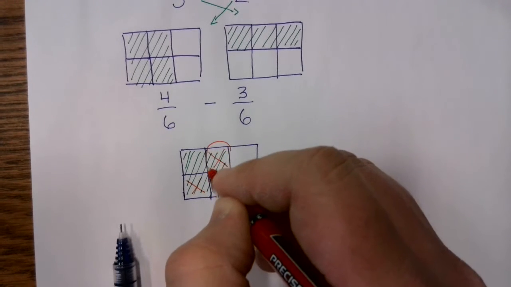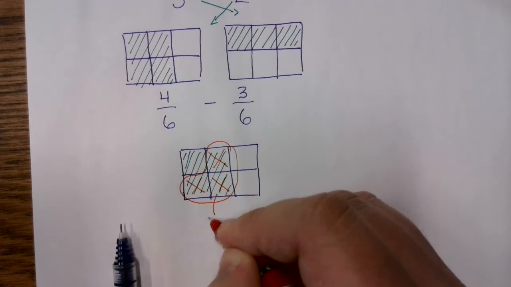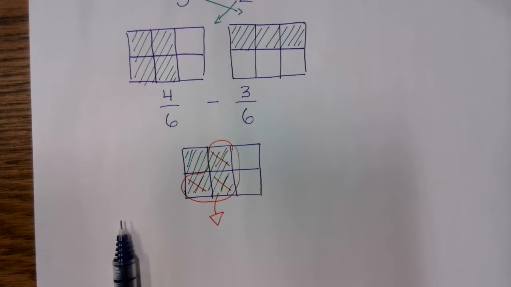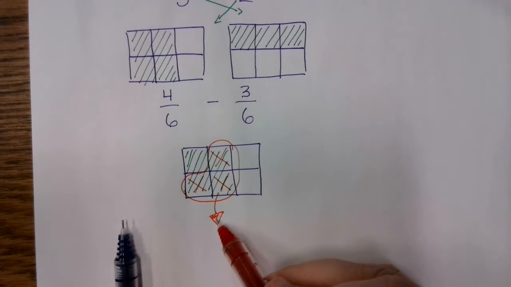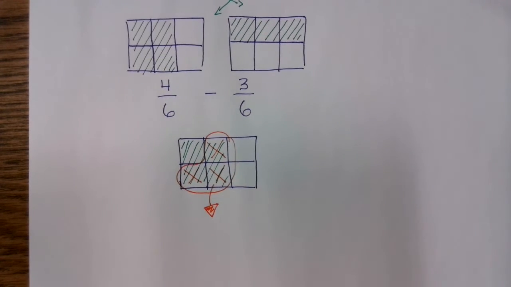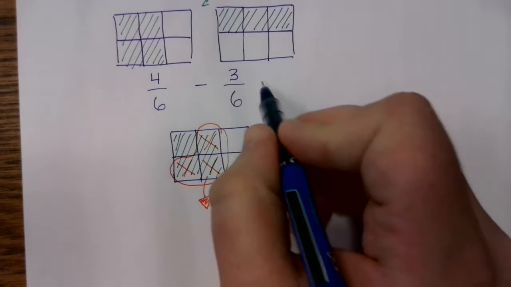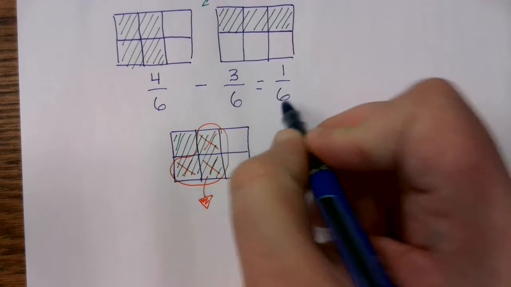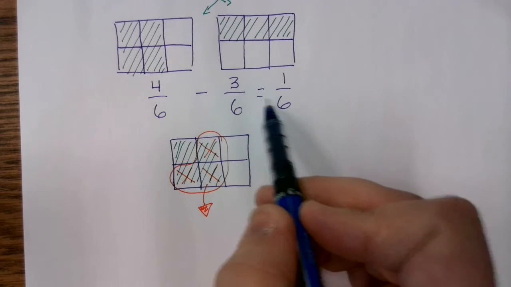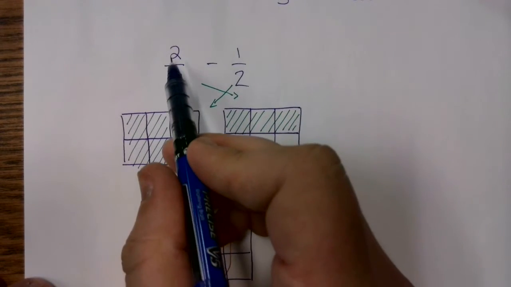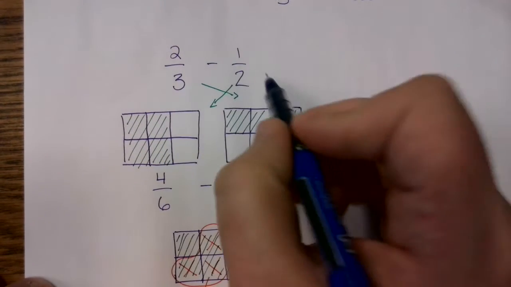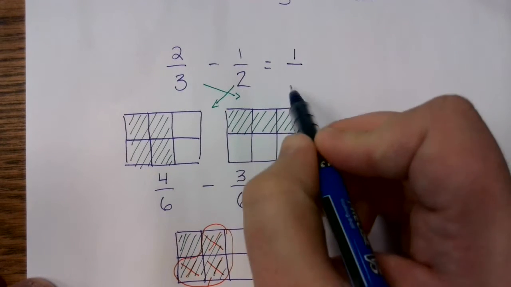Or I can circle them and pull them out, however the case may be. And when I do that, you'll see that what is left is 1/6. So we can say that 4/6 minus 3/6 equals 1/6, which, going back to our question, 2/3 minus 1/2 equals 1/6.